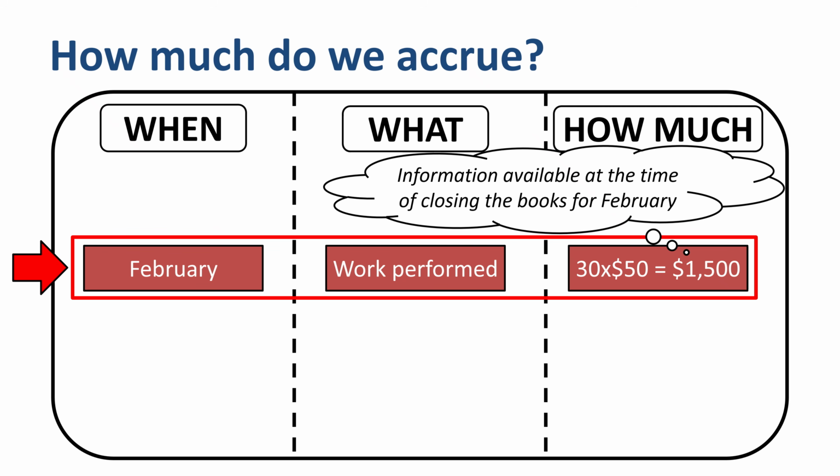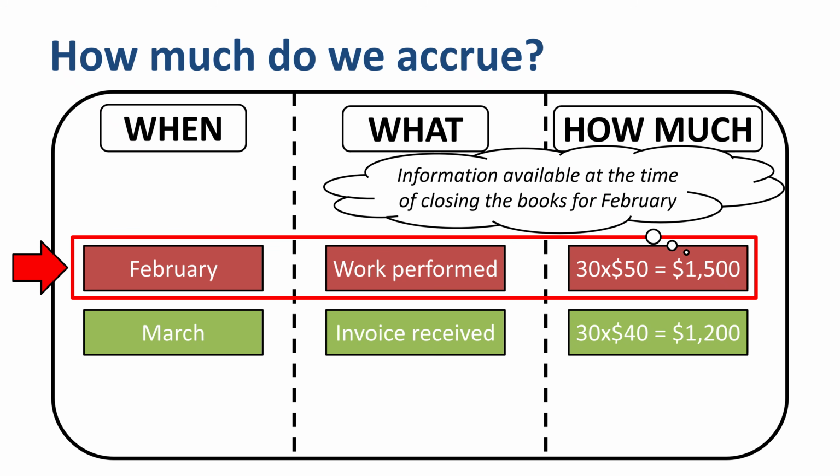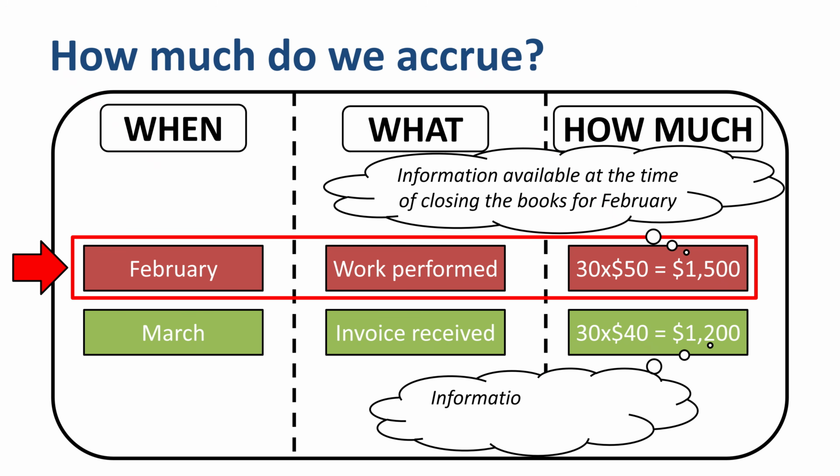In March, we found out, based on new information in the invoice, that the actual cost was only $1,200. With the benefit of hindsight, we overaccrued in February. Yet another example of life can only be understood backwards, but it must be lived forwards.